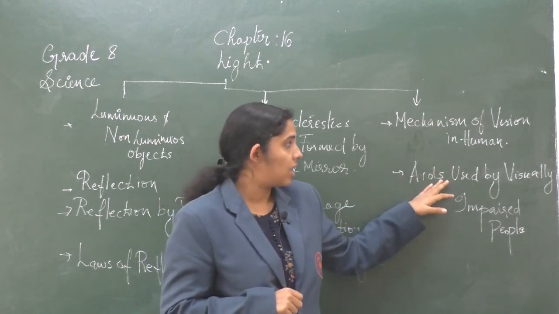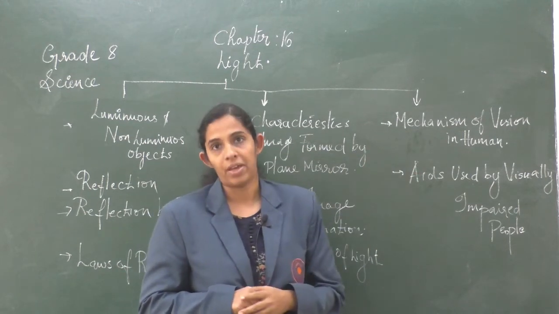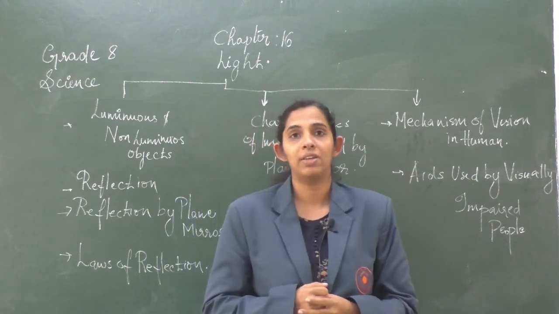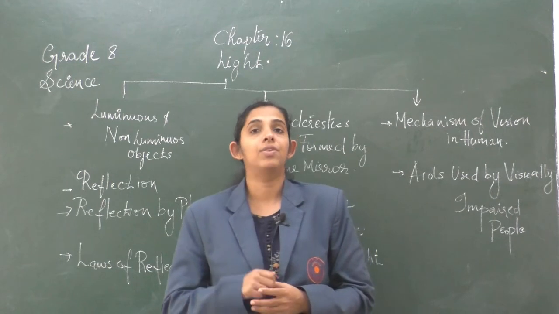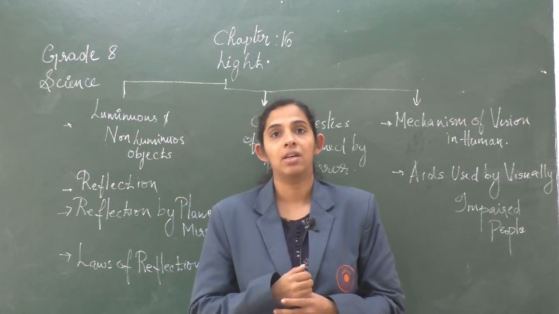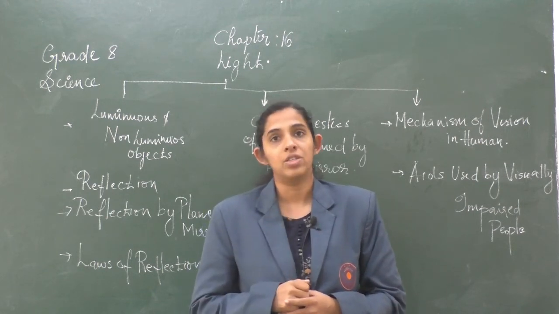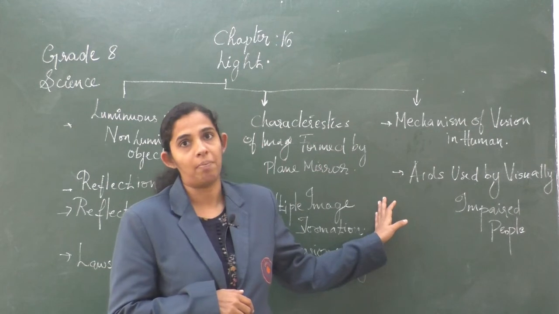And the last topic that we have discussed is about visually impaired people and the different aids used by them. We have discussed mainly three types of aids. They are optical aids, tactual aids, as well as auditory aids. So that's what the mind map of the chapter is all about.